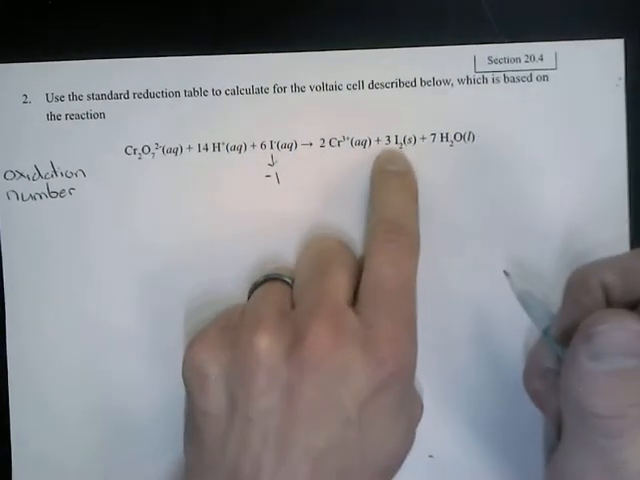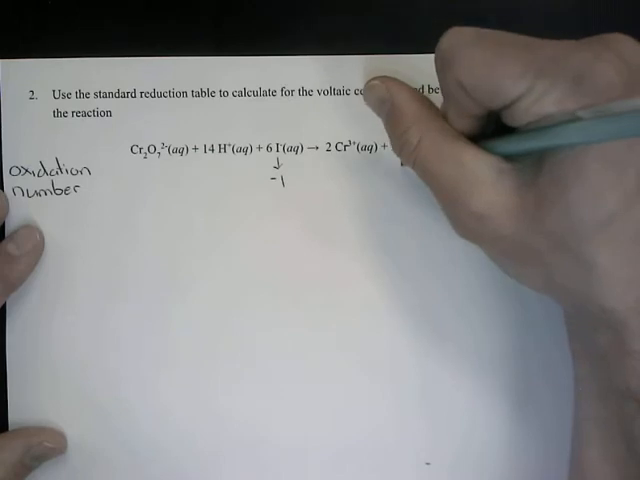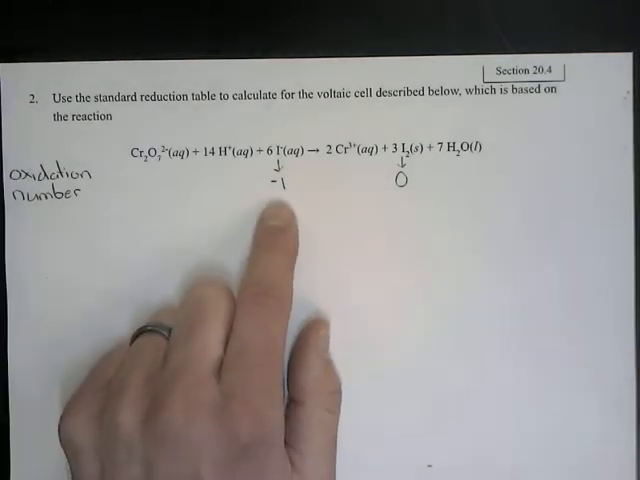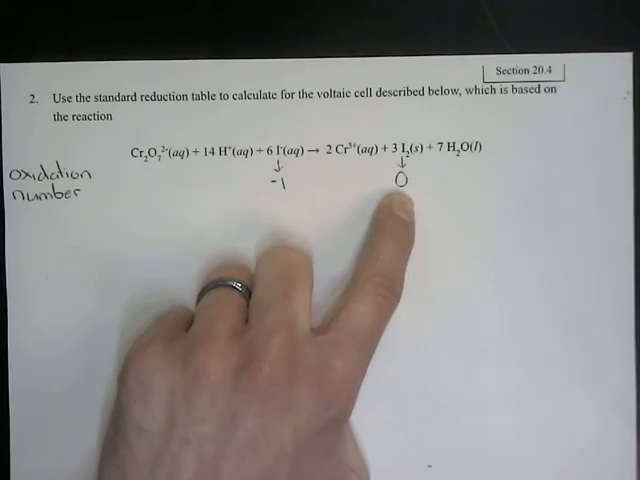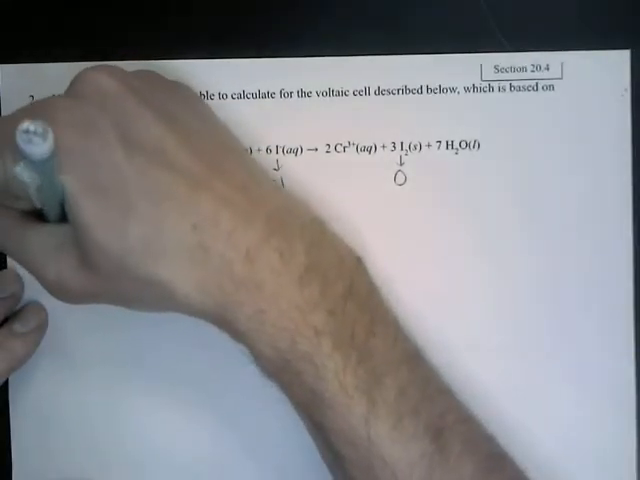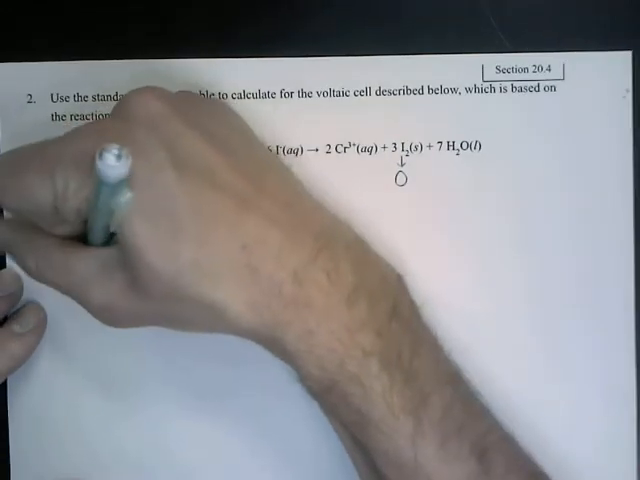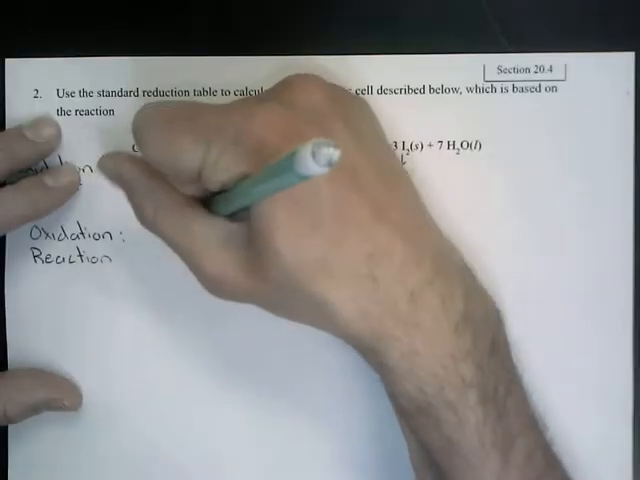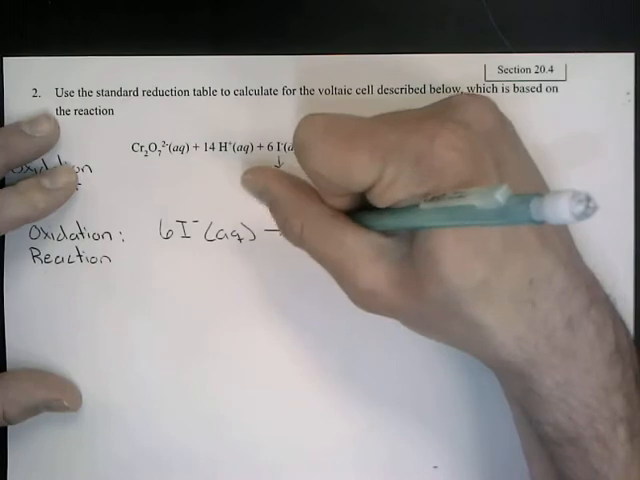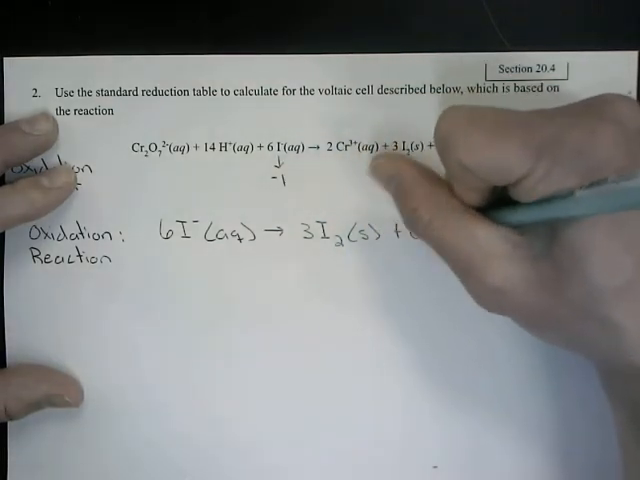Now, we go over here and we find our iodine again, and I2, that is in its natural state. So remember, any element in its natural state has an oxidation number of 0. Now, okay, we went from a -1 to a 0. That means it lost electrons. So I'm going to say our oxidation reaction is as follows. It is our 6I minus getting oxidized to our 3 I2s, and we cannot forget about our electrons.